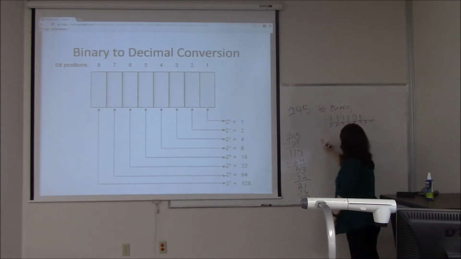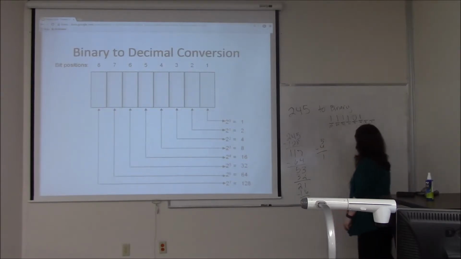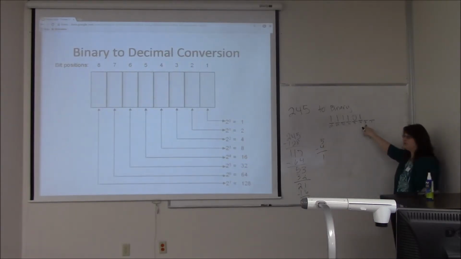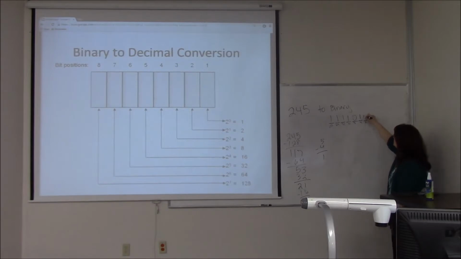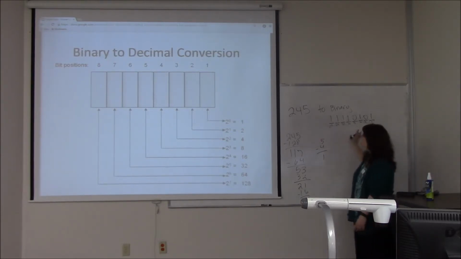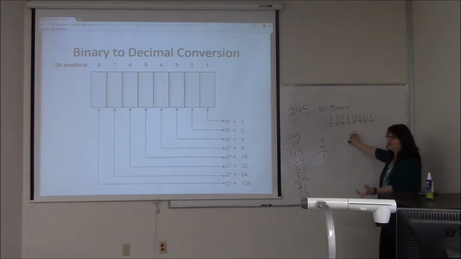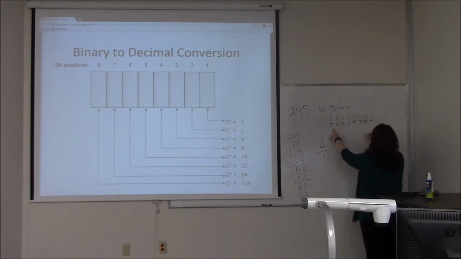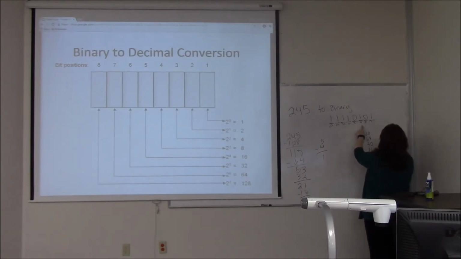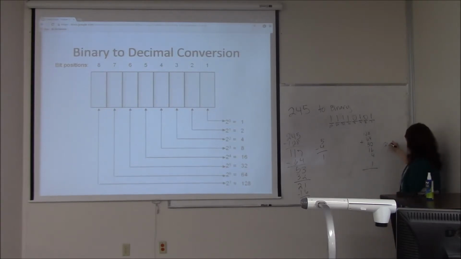Now 5 minus 4 is 1. 2 is bigger, so that won't work, so 0. And then 1, I put another 1. Now I've used up everything I need to represent 245 using binary. If I wanted to check that, 128 plus 64 plus 32 plus 16 plus 4 plus 1, and I should have 245.